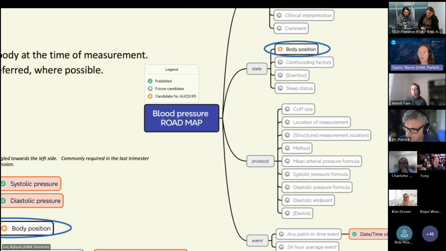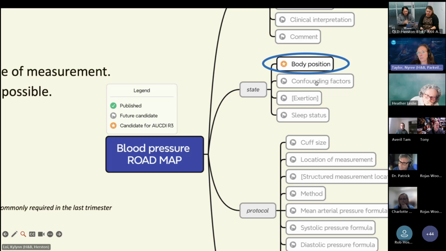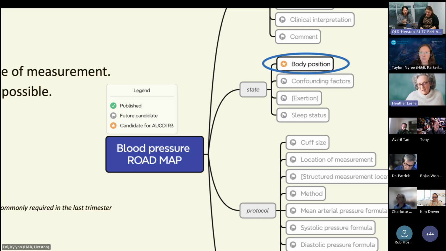In terms of the time standing, there is a confounding factors element, which is referring to the position of the patient, but I'm going to defer to Heather to explain where that might sit. Heather, would you mind answering that question? Yeah, sure. If we can zoom out again, Kylene.